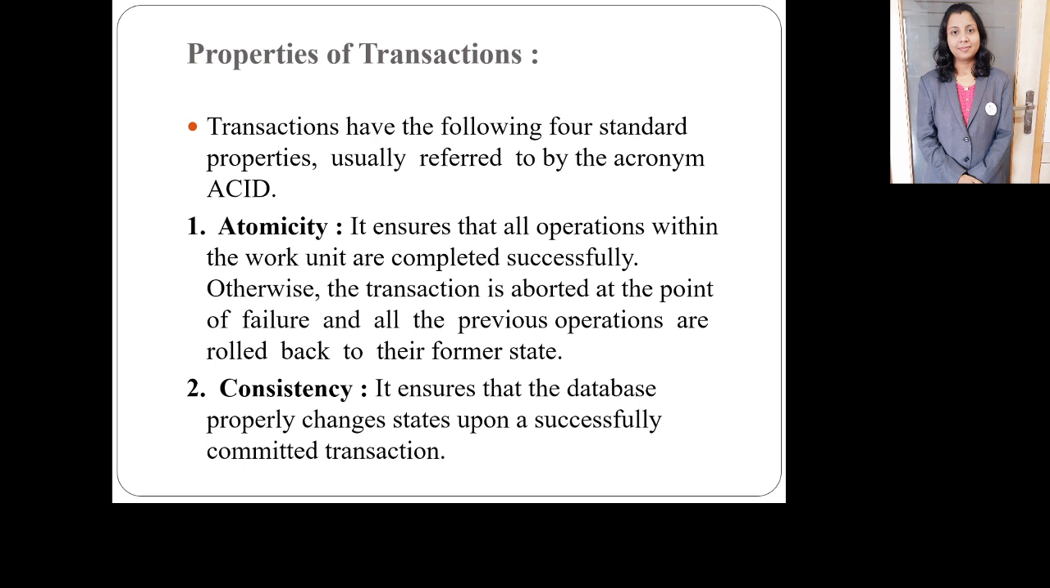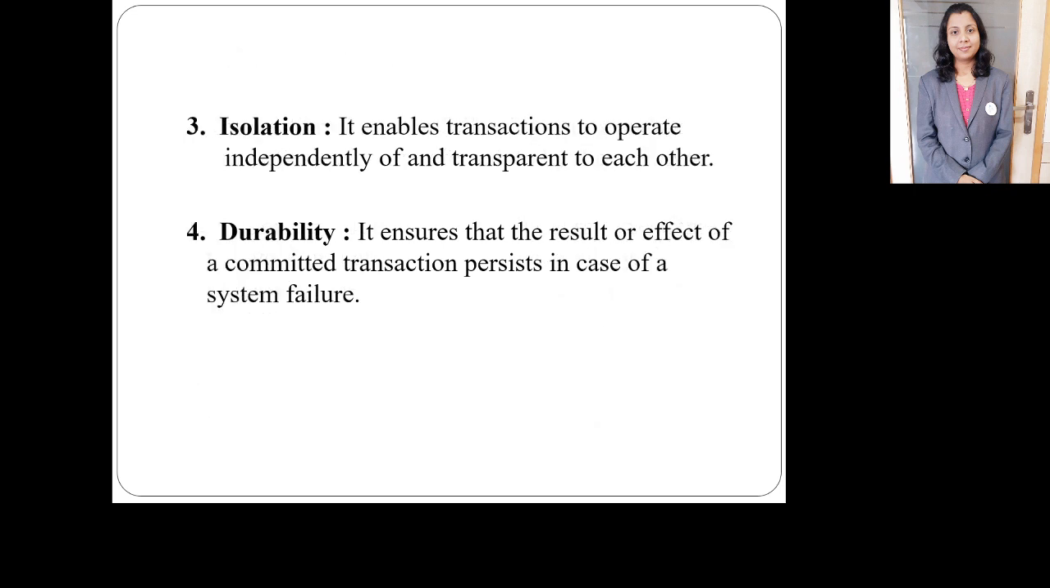Next is consistency. It ensures that the database properly changes states upon a successfully committed transaction. It means the changes that are made have to be successfully committed, successfully saved. So the database properly changing states upon a successfully committed transaction is seen by the consistency property. Isolation is the third property. It enables transactions to operate independently of and transparent to each other.